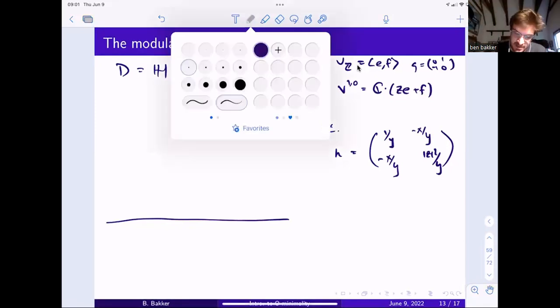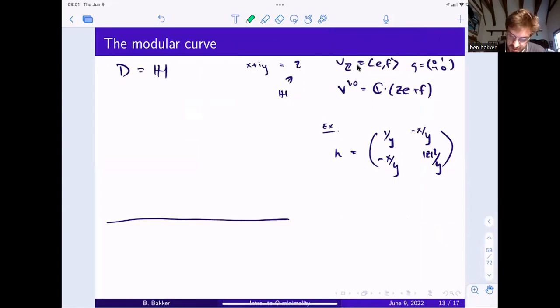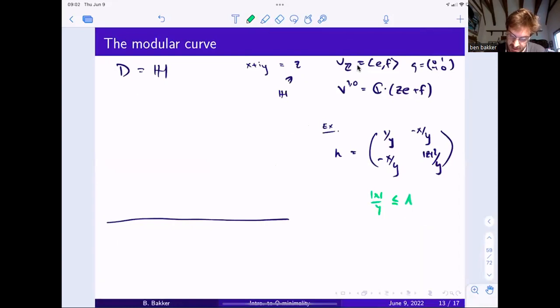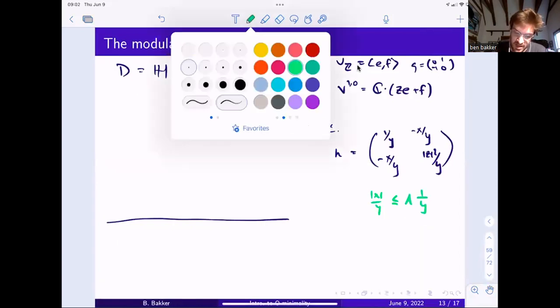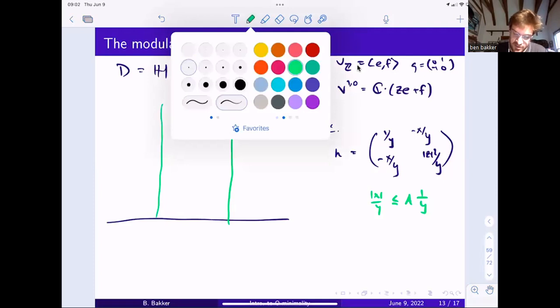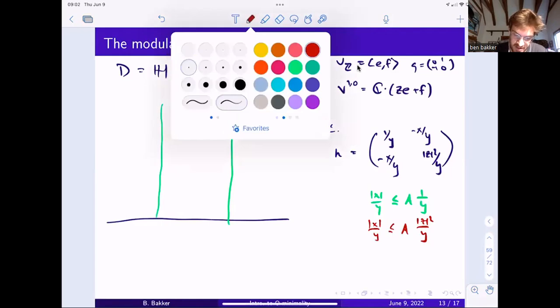Okay, so let's look at these conditions. So we have this strong Cauchy-Schwarz. So we should have that norm of x y over y is less than or equal to some constant times 1 over y. So that condition is clearly giving us that the absolute value of x is bounded. So that's putting us in some vertical strip. So that was half of this strong Cauchy-Schwarz. The other half is this one, less than A times this. This one's a little complicated, so I'll come back to that in a second.